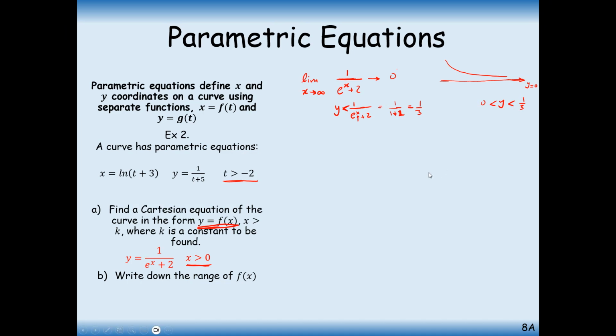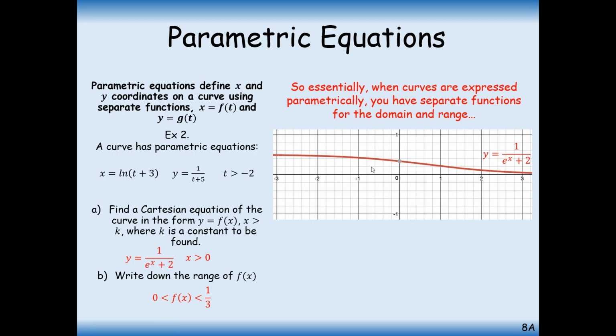Okay, so let's look at the next part of the question. Here is actually the professional graph from Desmos that we can get ourselves. So as you can tell, because our x values are always larger than 0, we only have the right half of the graph in our function f of x.